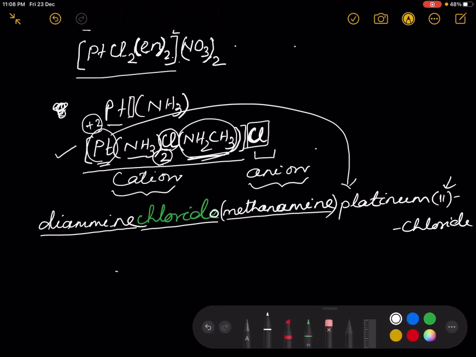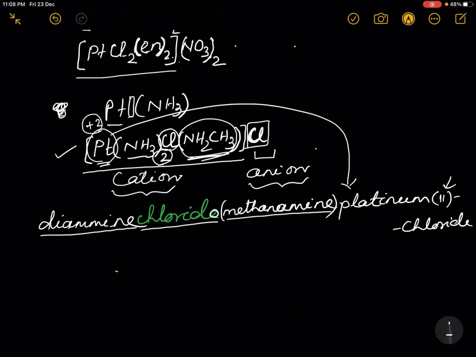And here you remember one thing, there should be no gap between methanamine and platinum. The name of the complex part is one word, and the chloride is written after giving a gap.